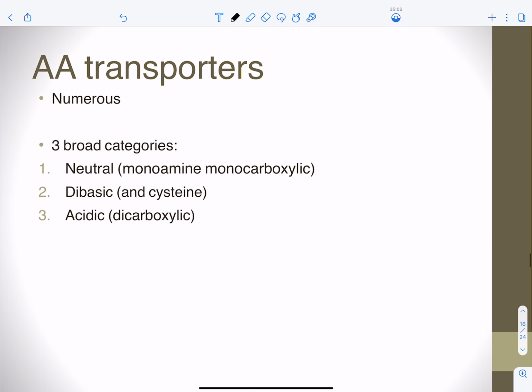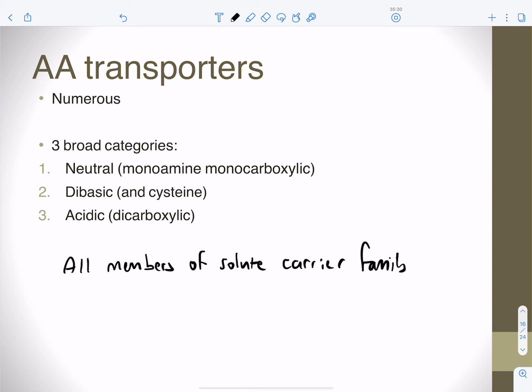Now, there are a number of amino acid transporters, and they fall into three very broad categories of neutral, dibasic, and acidic. They are all members of a solute carrier family, abbreviated SLC, and they are expressed throughout the body. They're important for the brain and kidney especially.